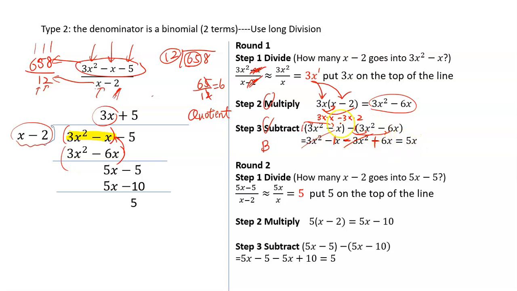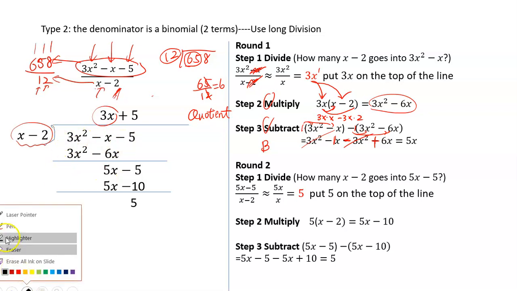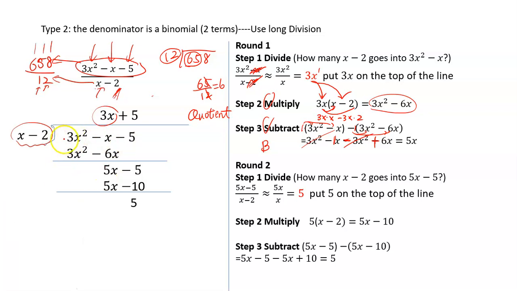So you can do it horizontally on your scratch paper. If you don't want to do that, you can work vertically here. But remember, we have to do subtraction. So when we do subtraction, there's going to be a minus in front of both of these terms.